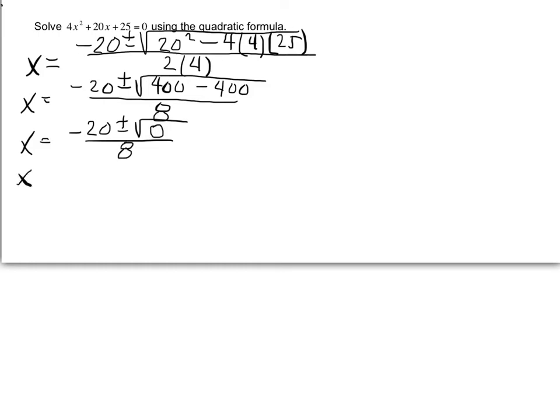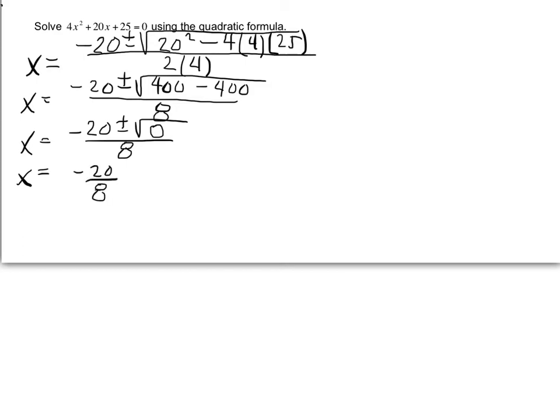And then when I start looking at what this is going to do, obviously when I take the square root of 0 on this next step, I'm basically going to be adding or subtracting 0. There isn't a positive or negative 0 answer, so really the 0 just kind of disappears. And we're given negative 20 over 8.